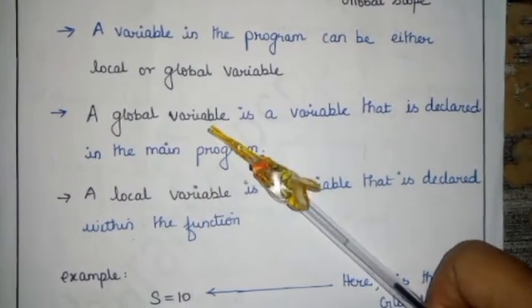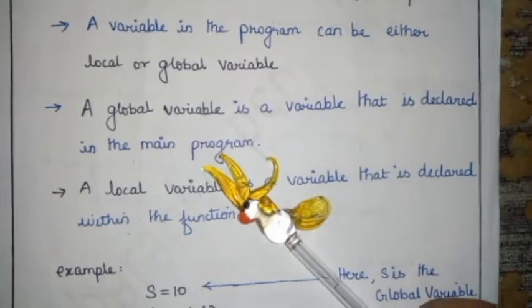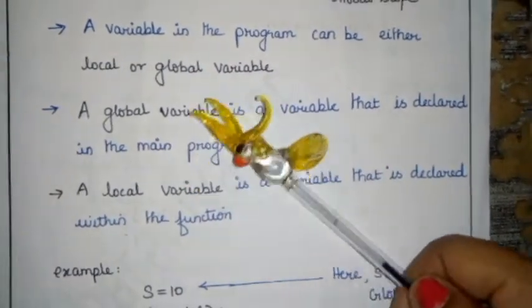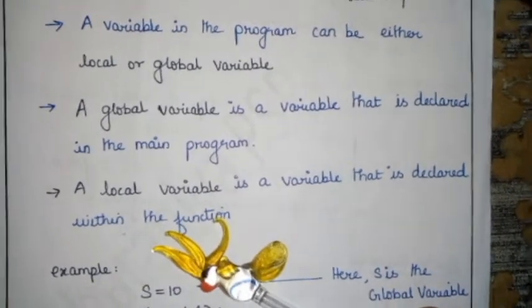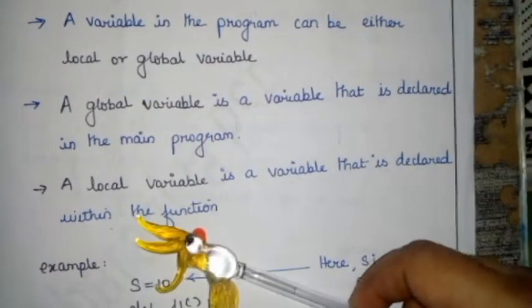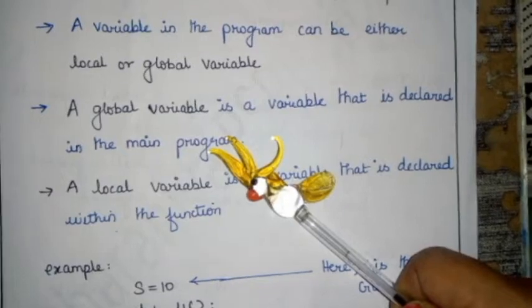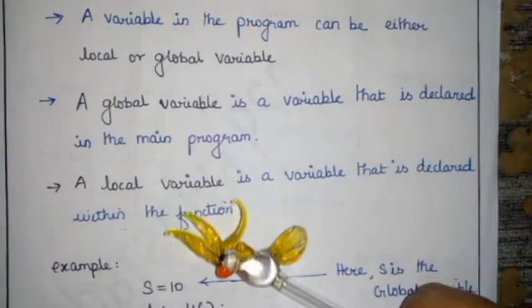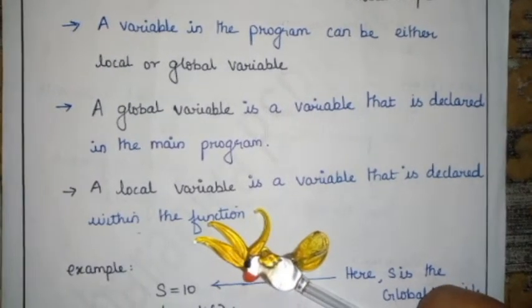A global variable is a variable that is declared in the main program. There comes the difference between a global variable and a local variable. Whereas a local variable is a variable that is declared within the function. So when a variable is declared in the main program, it is called a global variable, and if it is declared within the function, it is called a local variable.